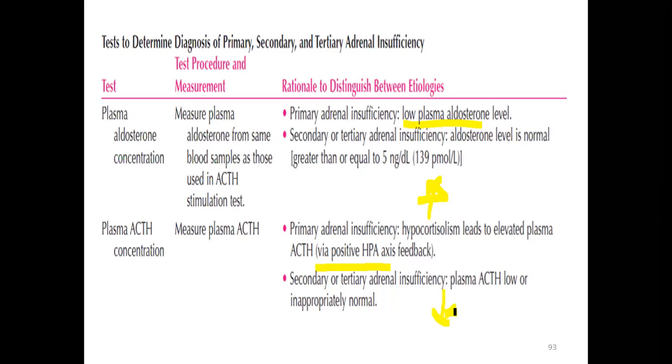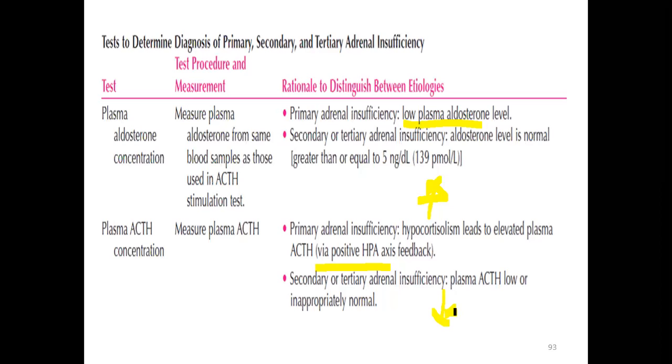It is just a simple test to know whether the problem is actually from a secondary or central cause, or a peripheral cause from the gland itself. So those are the most common tests that can tell us whether the patient has primary, secondary, or tertiary insufficiency.